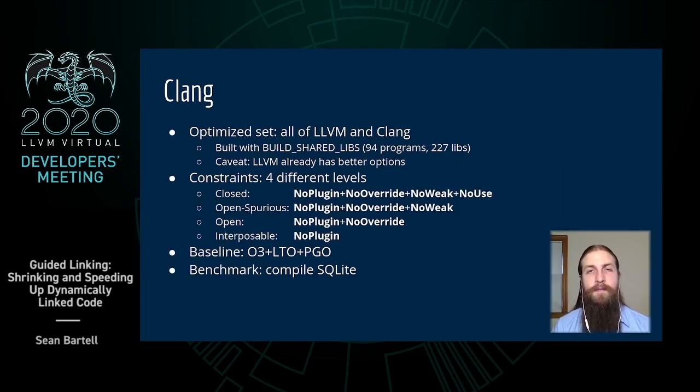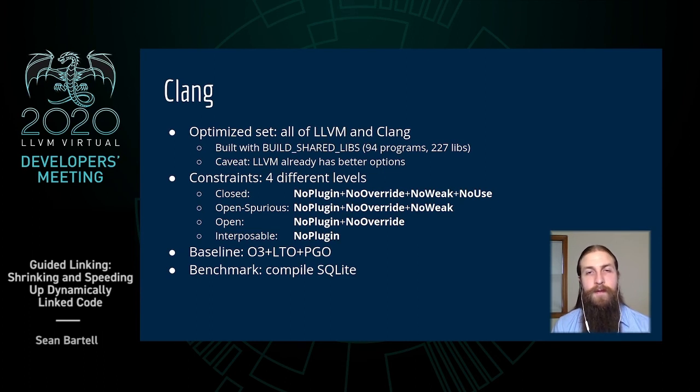For our final experiment, we applied guided linking to Clang and LLVM. We built LLVM with the build shared libs option, creating hundreds of programs and libraries. As a caveat, we should point out that the LLVM code and build system are specifically designed so that you can get better speed and size by compiling everything into one shared library, instead of using the build shared libs option. Guided linking has to be more conservative to make sure it preserves the exact behavior of all these hundreds of libraries, so it doesn't work as well as the option built into LLVM to build a single shared library. But this experiment still indicates what kind of results you might get if you apply guided linking to a project similar to LLVM without an option like that.